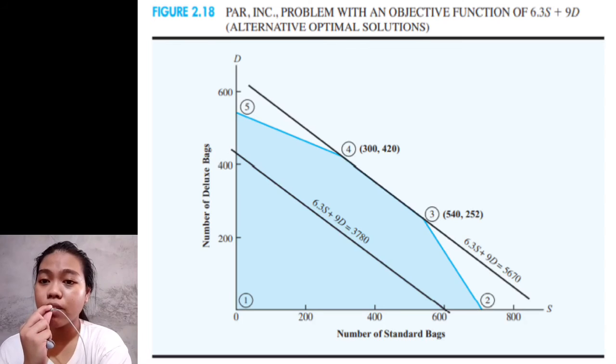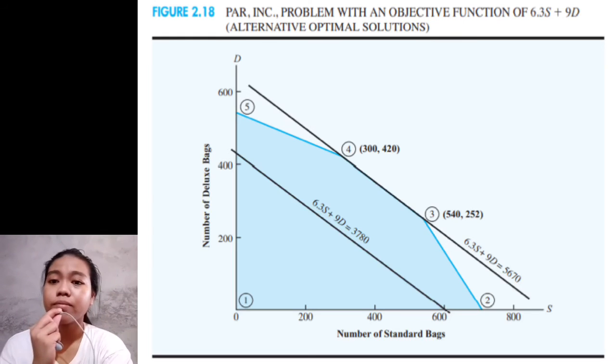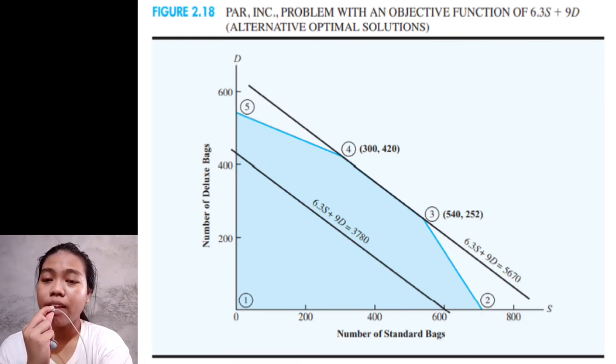To show the case of alternative optimal solutions, we return to the standard problem. Let's suppose that the profit for the standard bag has been reduced to $6.30. The revised objective function becomes 6.30S plus 9D. In the graphical solution of this problem, as I shared the method before, the optimal solution still occurs at an extreme point. For the given graph below, at extreme point 2, we can see that the standard is equal to 300 while the deluxe is 420.